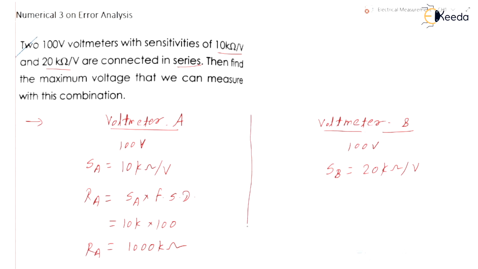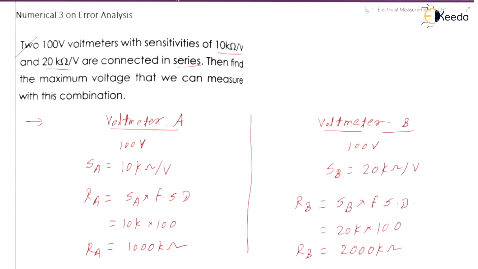Similarly, we can find RB. RB is equal to SB into full scale deflection. So it is equal to 20K, that is 20 into 10 to the power 3, into full scale deflection, which is 100. So from this we can write it is 20K into 100. So it is 2000 kilo ohm. This is the RB we are having.